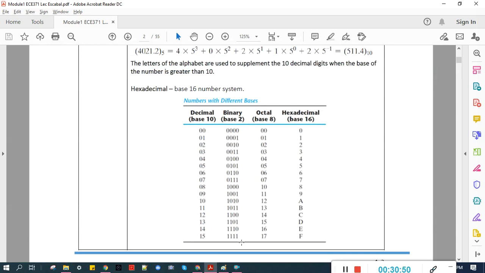For example, decimal 15 is 1111 in binary. Then this is 17 in octal. And then F in hexadecimal.